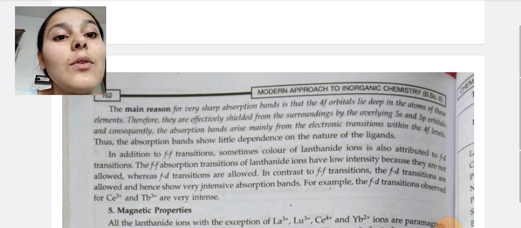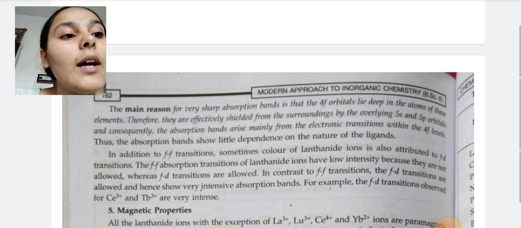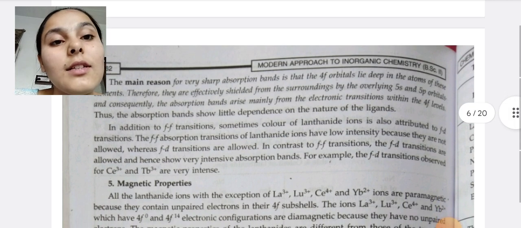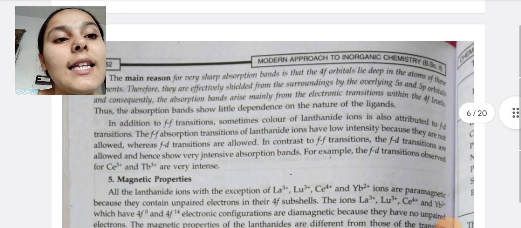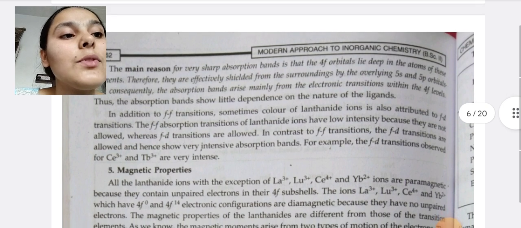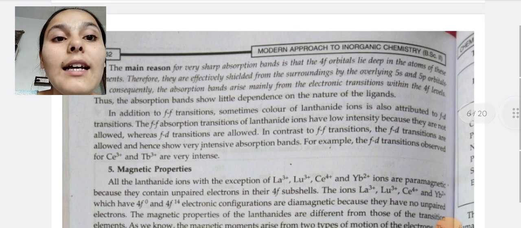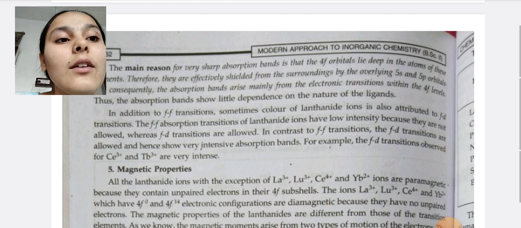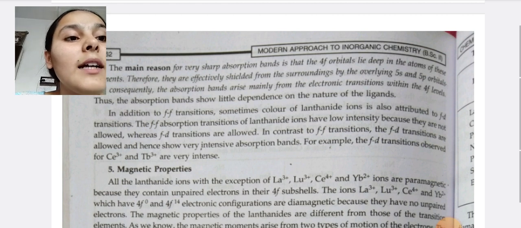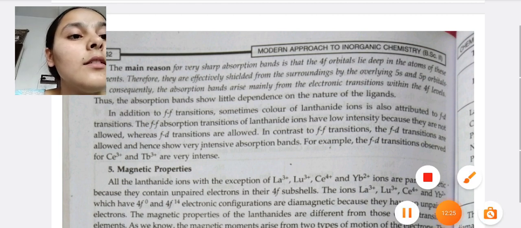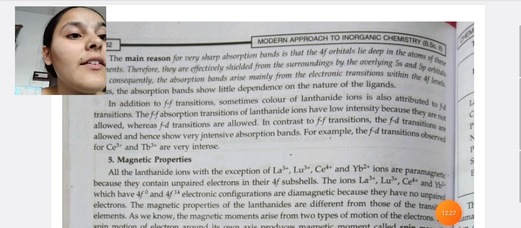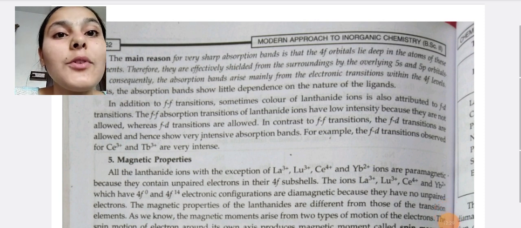In addition to f-f transition, sometimes the color of lanthanide ions is also attributed to f-d transition. The f-f absorption transitions of lanthanide ions have low intensity because they are not allowed, whereas f-d transitions are allowed. In contrast to f-f transition, the f-d transitions are allowed and hence show very intense absorption bands. For example, the f-d transitions observed for Ce3+ and Tb3+ are very intense.